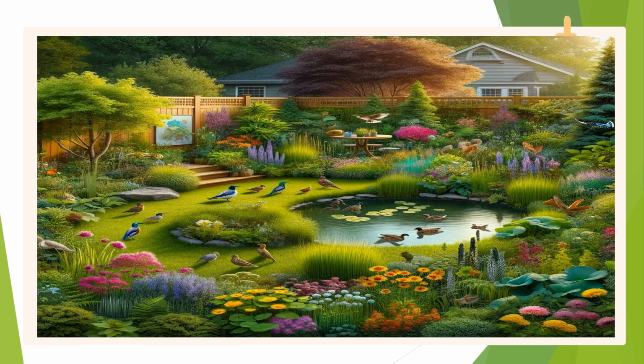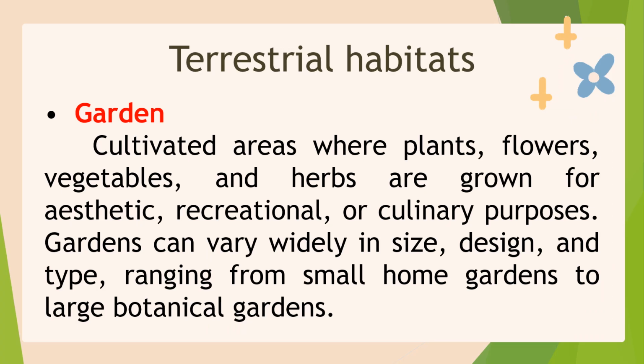Now, let us explore a special type of terrestrial habitat called a garden. A garden is a cultivated area where plants, flowers, vegetables, and herbs are grown for aesthetic, recreational, or culinary purposes.